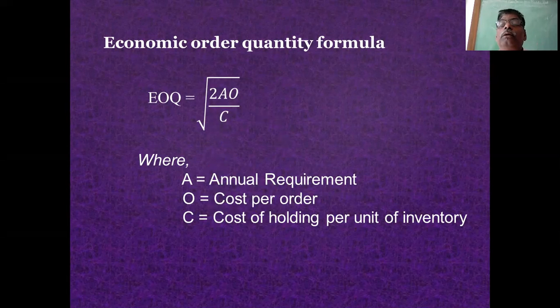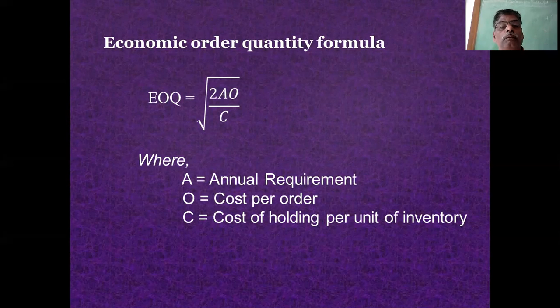Then C, carrying cost. What is C? C is the carrying cost, or cost of holding per unit of material in a given period of time, in one year. Sorry, carrying cost per unit. You have to give consideration to that clearly.